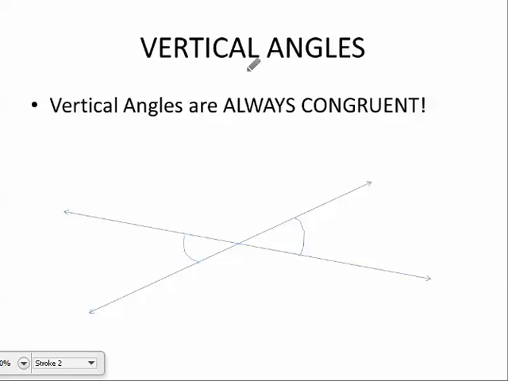Vertical angles. This was at the end of Unit 2. Vertical angles are always congruent. Anytime I have two lines that cross each other, the angles that are opposite each other are the vertical angles. So these angles in here are also vertical angles, and they are congruent to each other. So there are always two pairs of vertical angles when two lines cross each other.